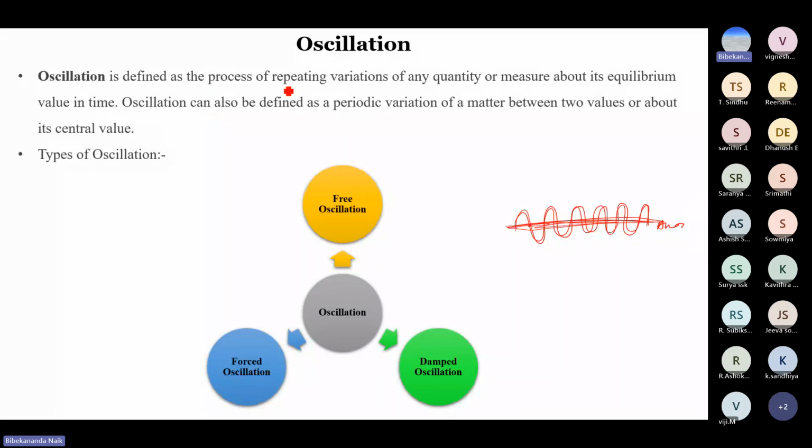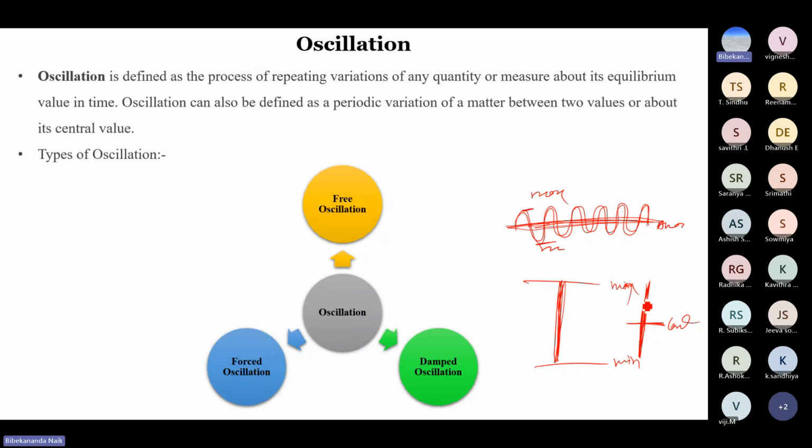Also, oscillation can be defined as a periodic variation of a quantity between two values or about its center value. Like if there are two values, one value is here, one value is here. This is its maximum value, this is its minimum value. It is oscillating like that. So this can also be called oscillation. Or if this is a central value, it is oscillating around the central value. Here this is the maximum value, and this is the minimum value.